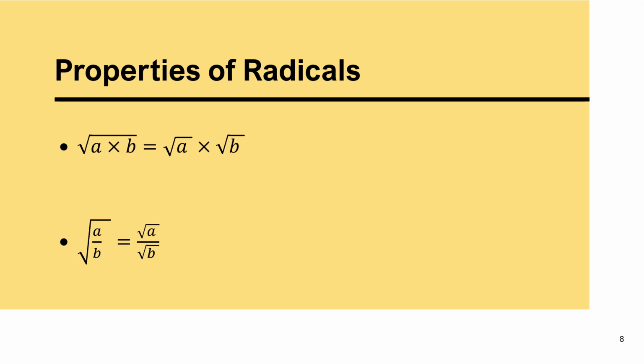Right, so let's look at some properties of radicals. That first one, you've already seen that. That's called the product rule.